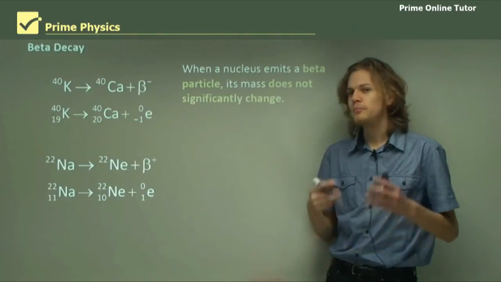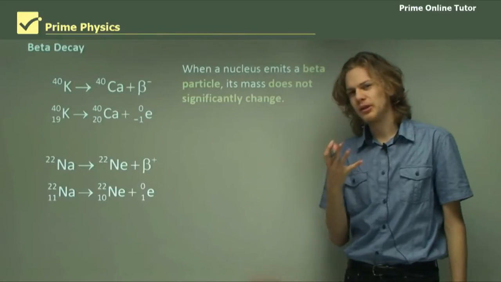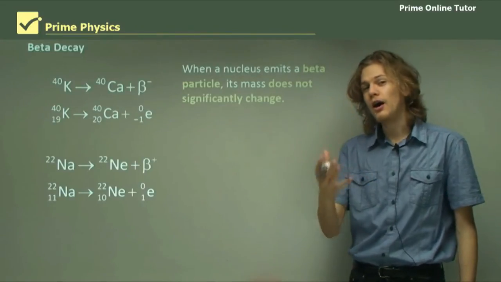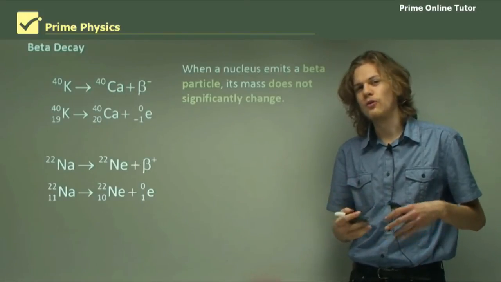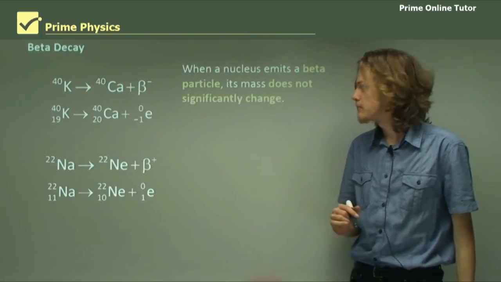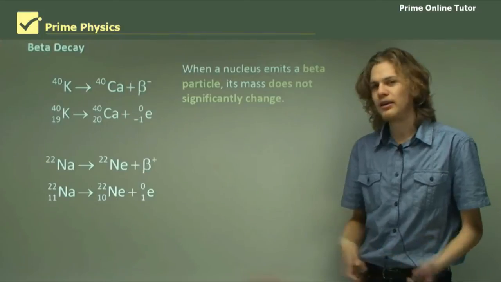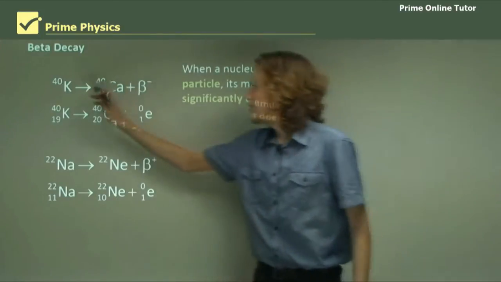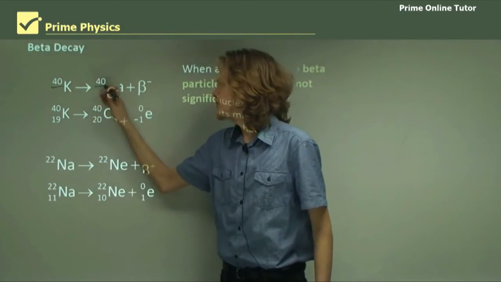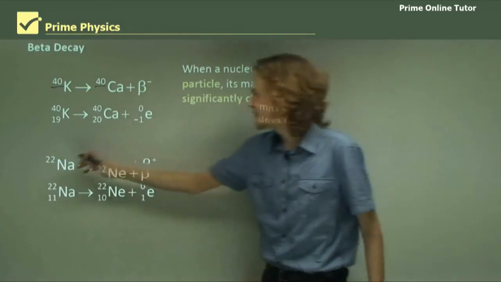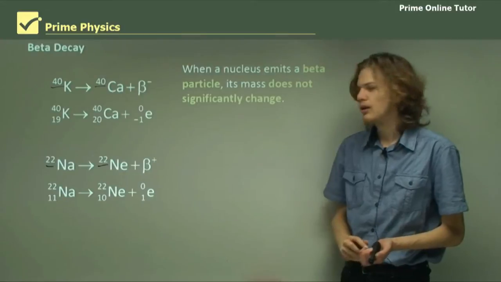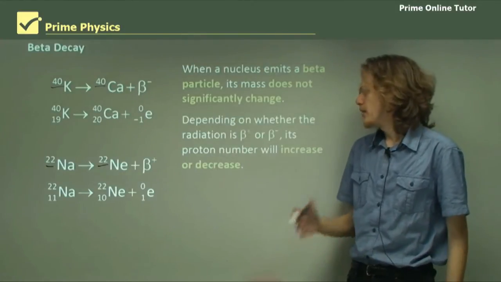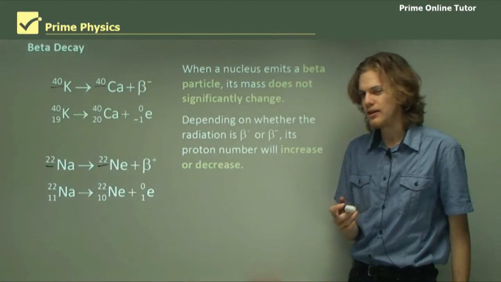So when a nucleus emits a beta particle, its mass doesn't really change. Electrons are so tiny, compared to nucleons, that they don't really make much of an effect on how heavy the nucleus is. So we can see that in these reactions, the mass isn't changing. It's staying at 40 for this, and at 22 for this. However, its charge will change.